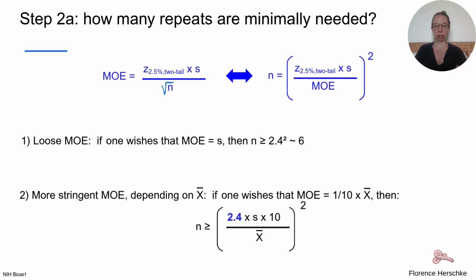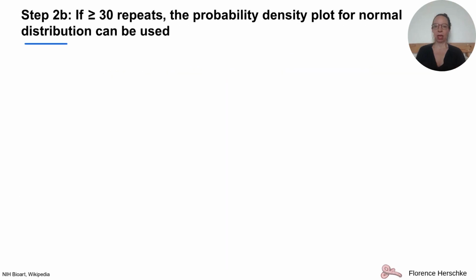If now you have a drug candidate, a more stringent MOE should be used. I personally find it a good idea that it depends on the value of the mean. So one may wish that the MOE equals to 1/10 of the mean. And then n, so the number of independent repeats, becomes the square of the ratio 2.4 multiplied by the standard deviation multiplied by 10 divided by the mean. With that, it is likely that you will have more than 30 independent repeats.